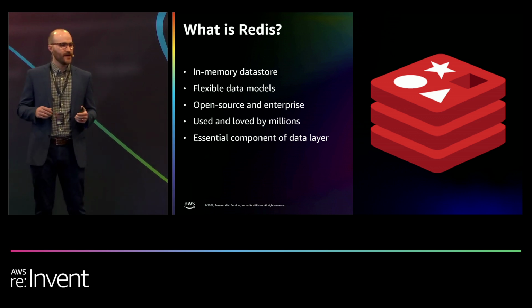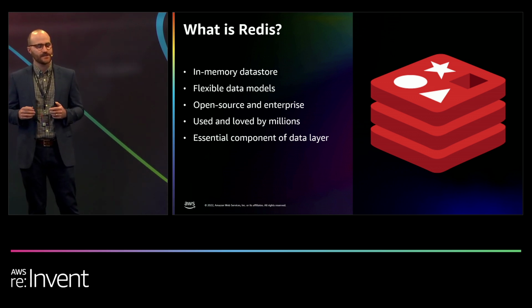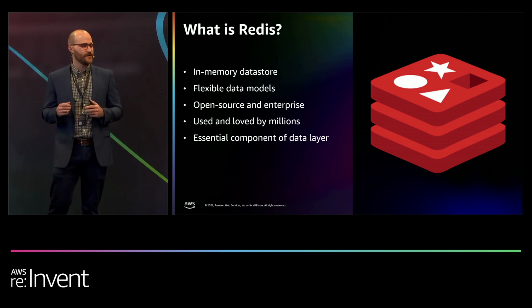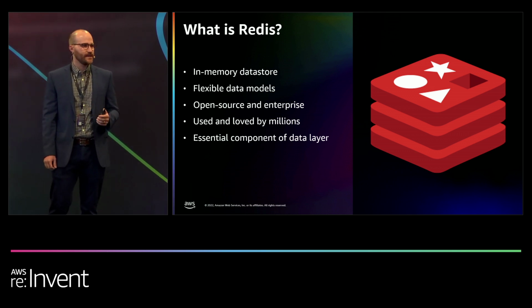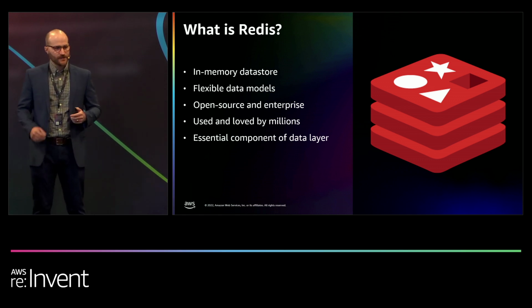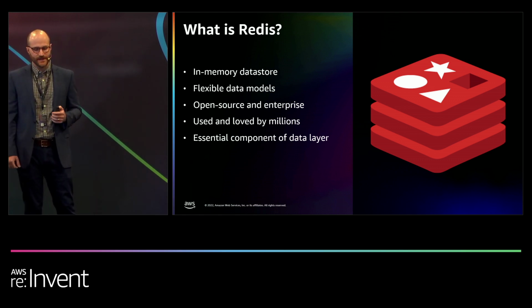Redis is available as a very popular open source technology, as well as a fully functional enterprise-grade software via Redis Enterprise. And because of its speed, its flexibility, and its overall capabilities, Redis has become one of the most widely loved and most used database technologies available anywhere today. And just because of this, it's really become one of the cornerstones of today's data layer.